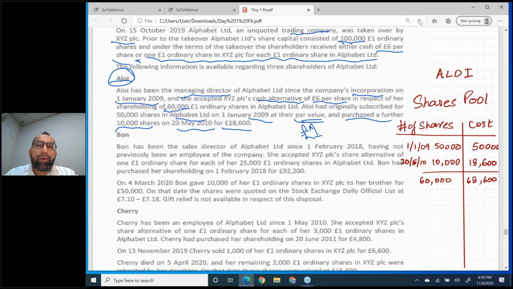Now this lady will dispose of all these shares at the rate of takeover. Why? Because it is written she accepted the cash alternative. The cash alternative means she took cash and gave up the shares. So it is a disposal from her point of view. Just giving you 30 seconds to analyze.